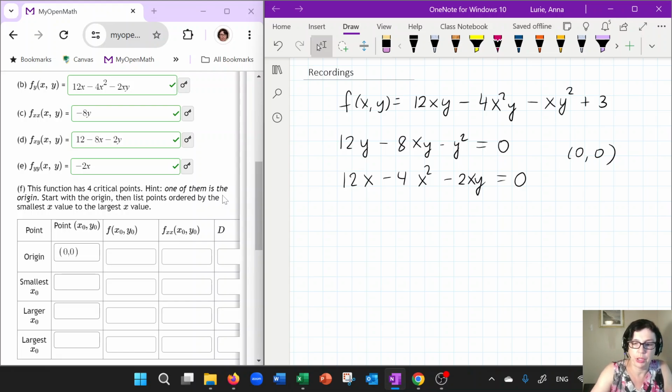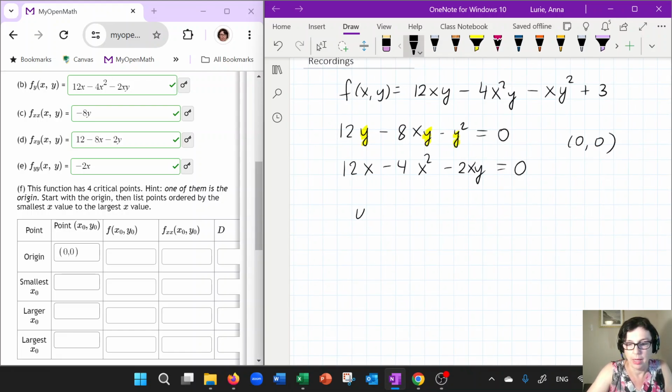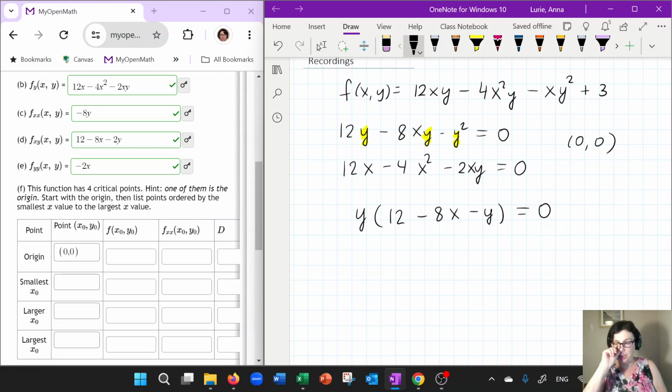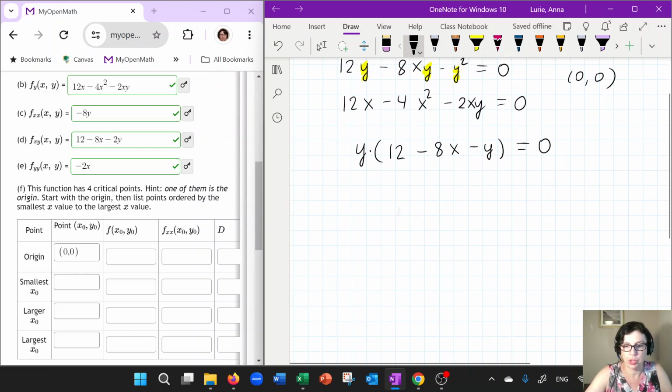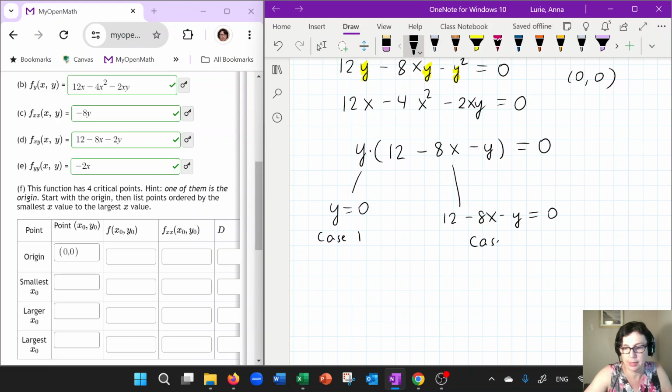Now, look at the first equation. And notice that each term here has a y. So this has a y, this has a y, this has a y, which we can pull out. So we're going to have y times 12 minus 8x minus y equals 0. Now here we're going to use something called the zero factor property. The zero factor property says that if you multiply two things and the product is 0, that means that one of them has to be 0. So it's either y equals 0, we'll call this case number 1, or it's possible that 12 minus 8x minus y equals 0, and we'll call that case number 2.